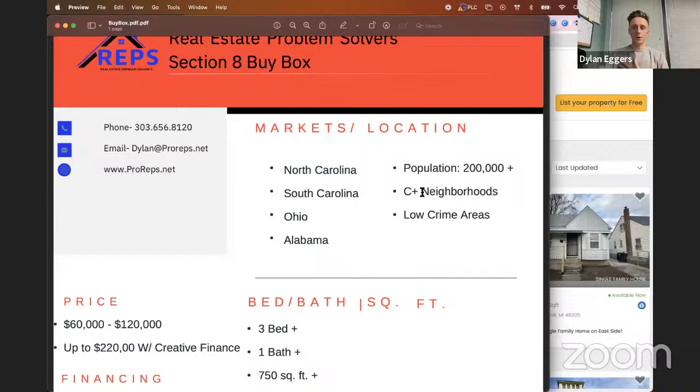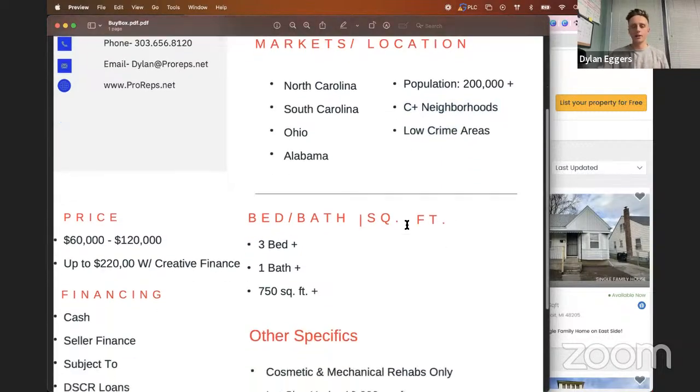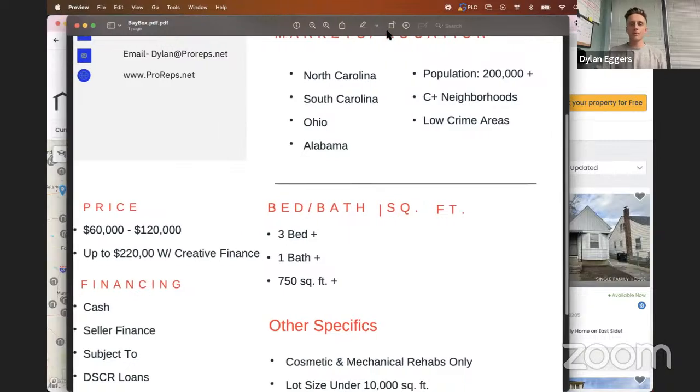So there are websites you can just type in crime maps for Cleveland, Ohio, and you'll find it, right? So we don't want war zones, but we do want C plus lower crime areas if we can help it. The price range for these, Section 8 doesn't necessarily pencil once you get into properties higher than $120,000. So we're hunting from $60,000 to $120,000.